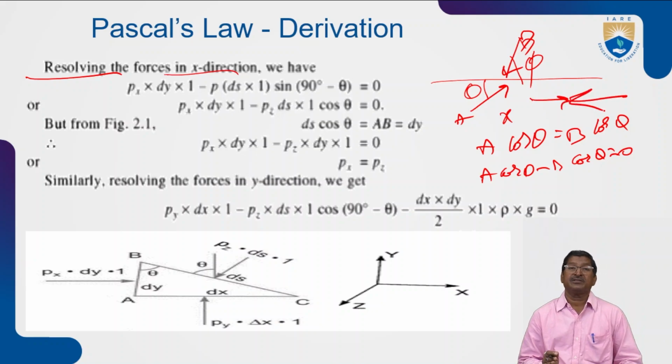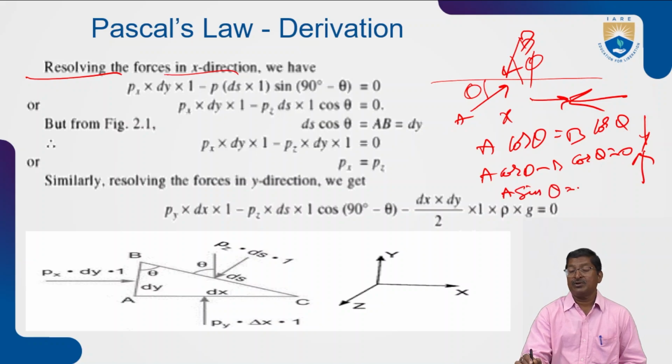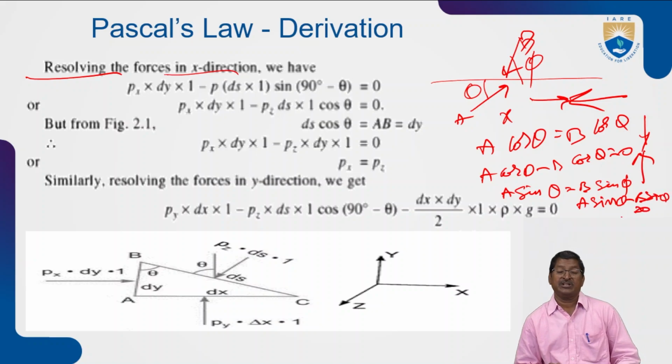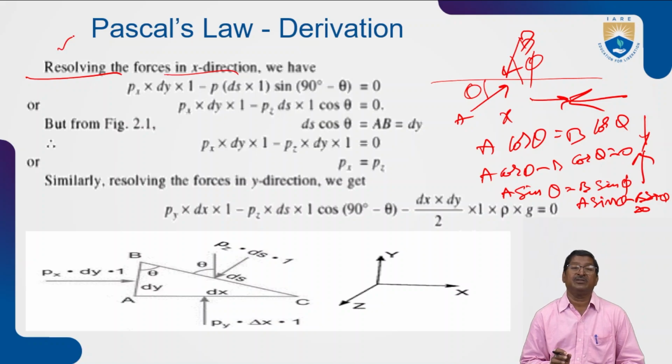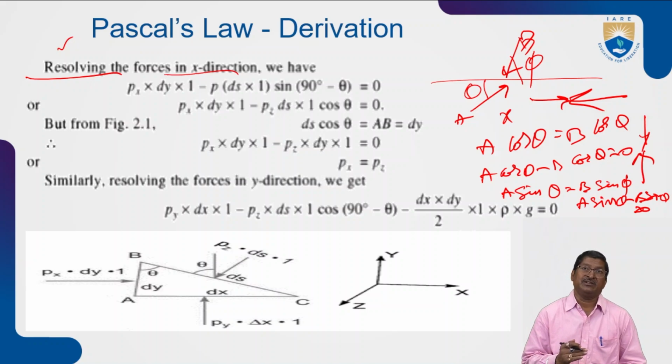Similarly, we can also resolve the forces in vertical direction. How will you get this vertical direction? In the same figure, A sin theta is equal to B sin phi. In other words, A sin theta minus B sin phi is equal to 0. That is the meaning of resolving the forces. We can resolve the forces in x direction or in y direction. The force may act downward, or it may go forward. Similarly, resolving forces in x direction means the force can act towards the right side or towards the left side, but in horizontal direction. Or you can also put it in the inclined direction.